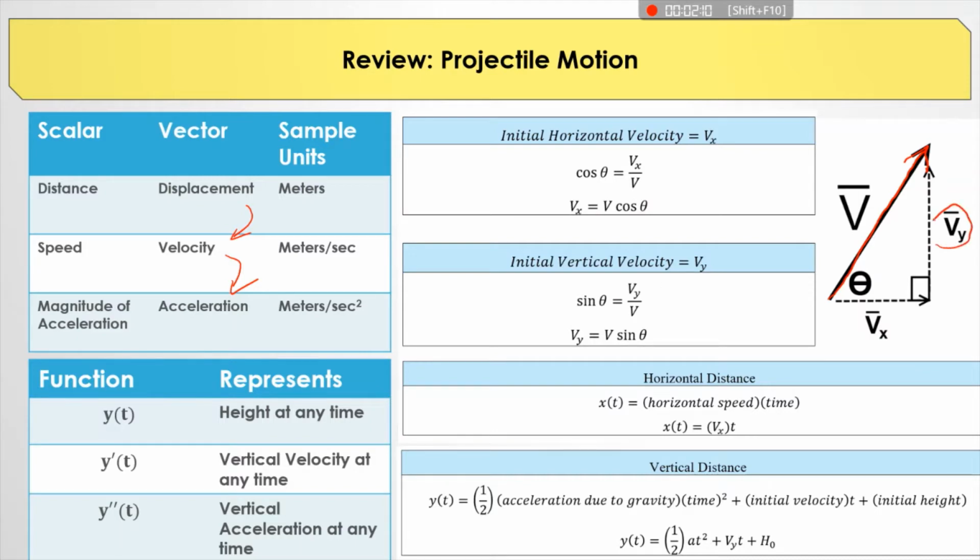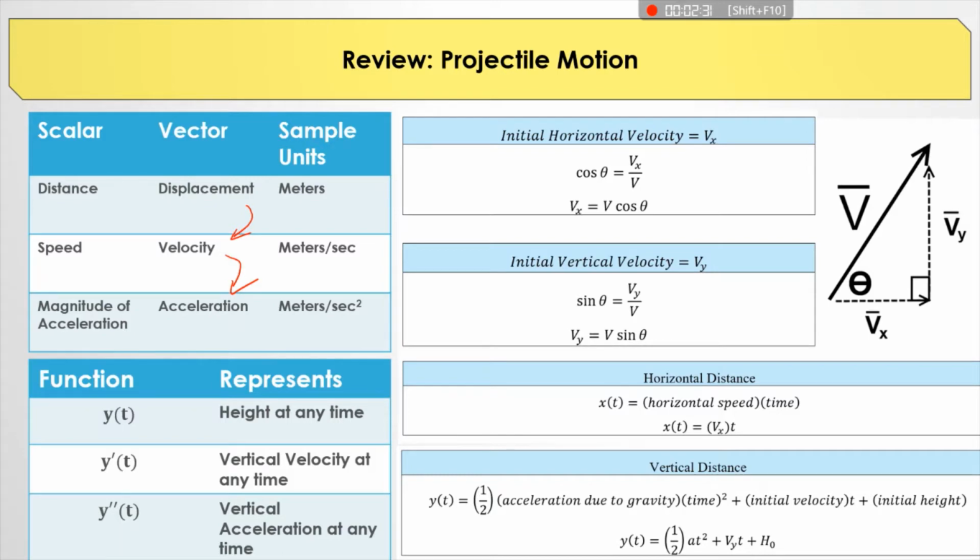So here's my opposite over hypotenuse. If I do opposite over hypotenuse for that velocity vector, I'll end up with my sine function. Multiply both sides by v, and I've got my vy, the vertical component of that velocity vector. So that's both my initial horizontal velocity and initial vertical velocity, which we can then use to set up our vertical distance and horizontal distance equations.